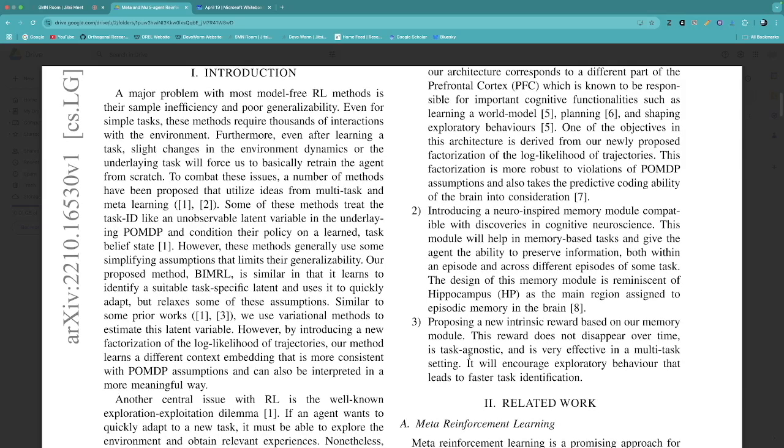Then number 3, proposing a new intrinsic reward based on our memory module. So the memory module is separate from the intrinsic reward. The intrinsic reward basically reinforces, I guess, the memory module. The reward does not disappear over time, is task agnostic, and is very effective in a multitask setting. It will encourage exploratory behavior that leads to faster task identification.